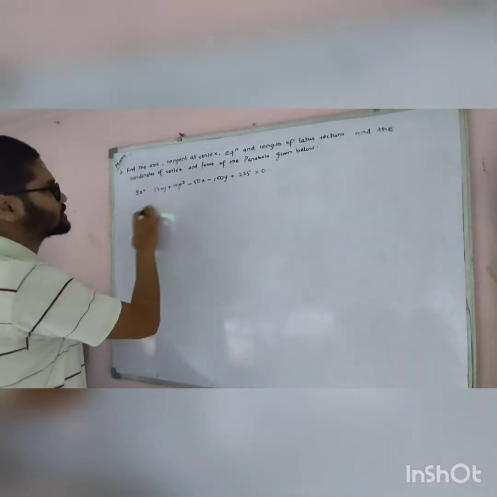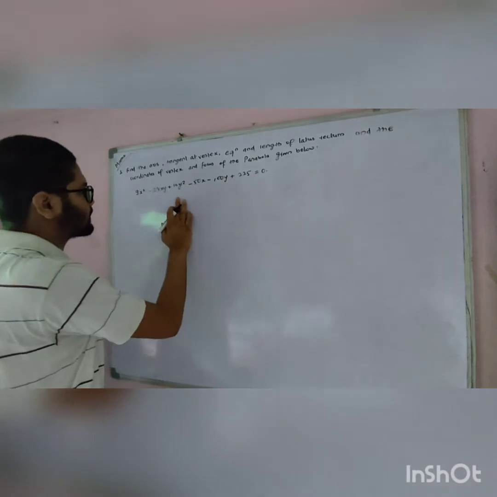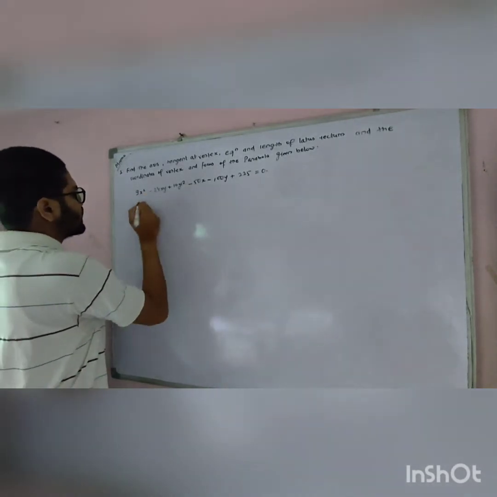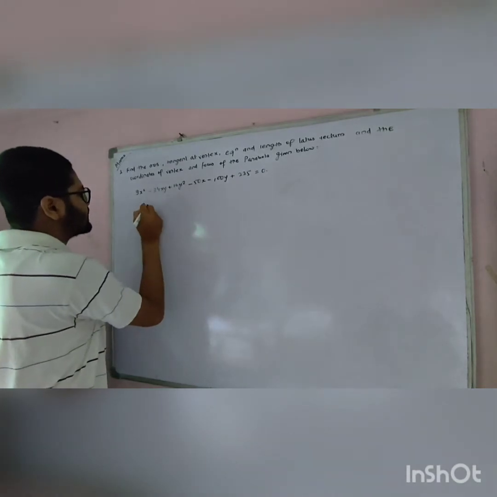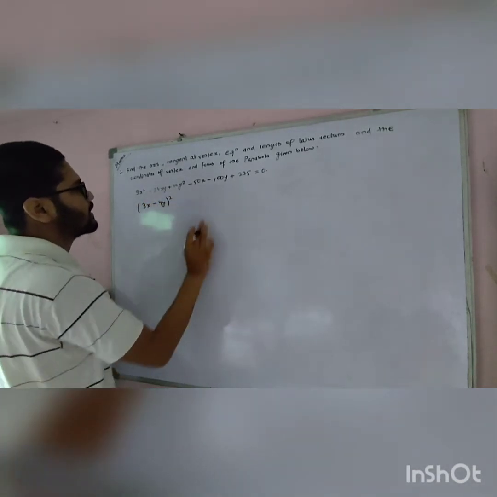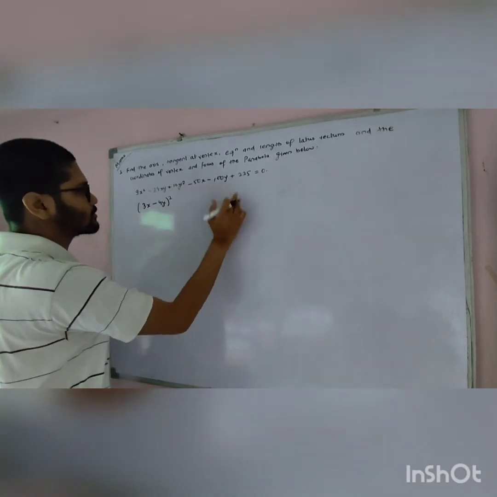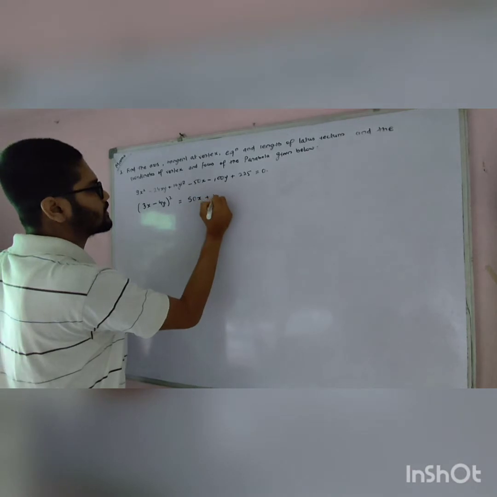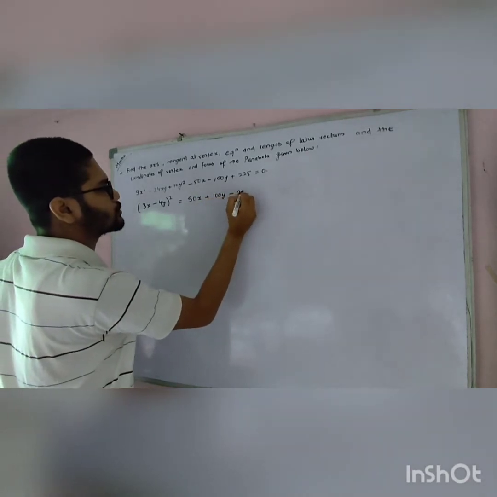So if we look at the question, from the first three terms we can find out that these are in a perfect square. So we can write it as (3x - 4y)^2, and I'm taking these terms to the right hand side. We can get 50x + 100y - 225.